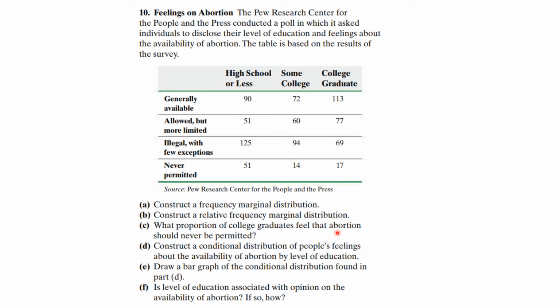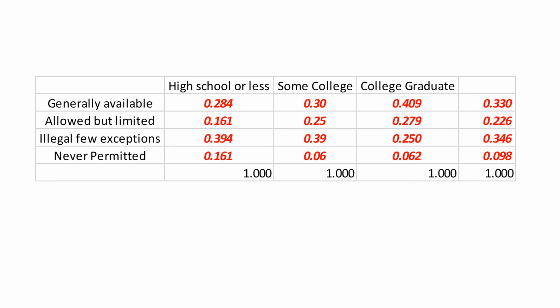The next question is, what proportion of college graduates feel that abortion should never be permitted? Among college graduates, never permitted is 17 out of the total number of college graduates that we have. We can figure that out using this, and so we know the proportion of college graduates that feel it should never be permitted is 6%. Again, we're dividing these by the total number of college graduates.